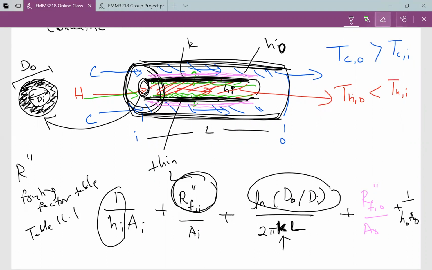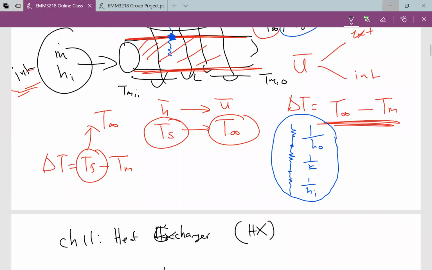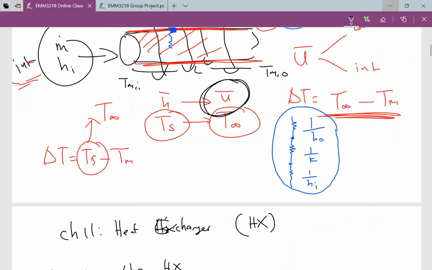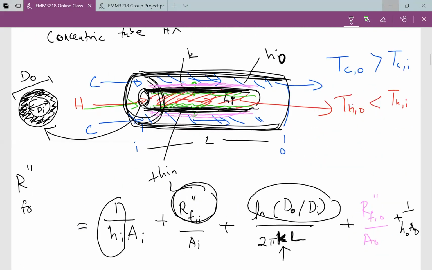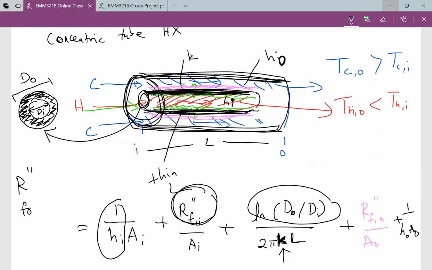So all of this is going to be equal to what we call the efficiency, the performance of the heat exchanger, what we call U. This is like the overall efficiency, because you have conduction, convection, even two convections, and you could have fouling. So this is equal to 1 over the efficiency.